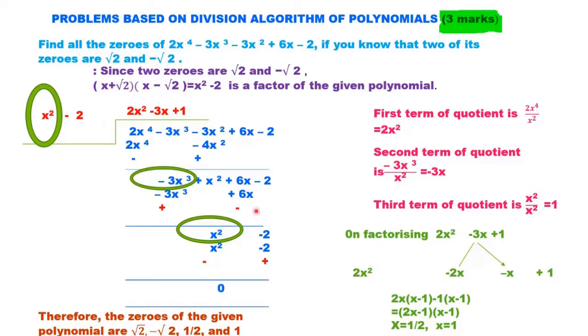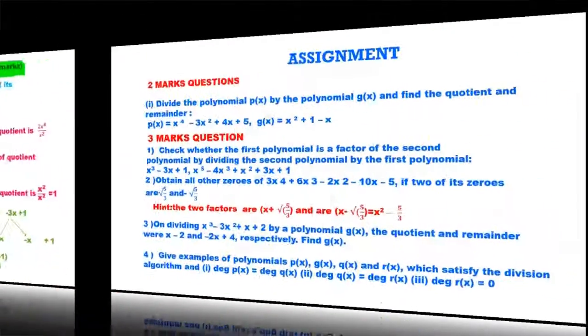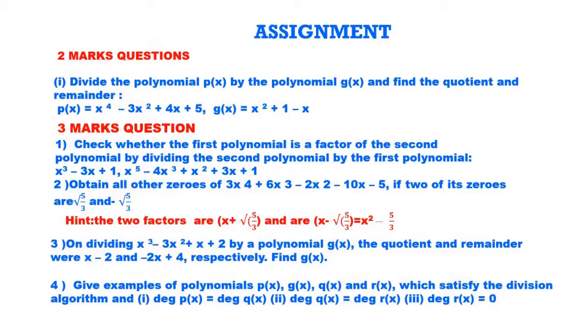Similar questions are asked in the assignment, and you are going to do these steps in all the questions of the assignment. So follow the steps which I have shown in this slide. Here is the 2 marks question. These are 3 marks questions. Here I have given a hint. The two factors are x plus root 5 by 3 and x minus root 5 by 3. So you get (a plus b)(a minus b) is x squared minus 5 by 3. These are the other questions which are 3 marks questions.